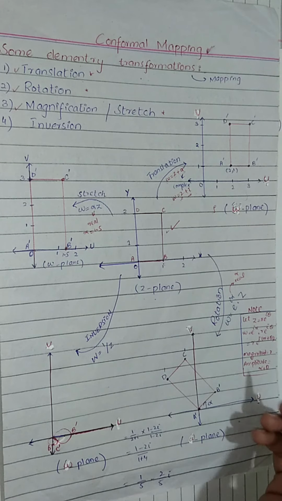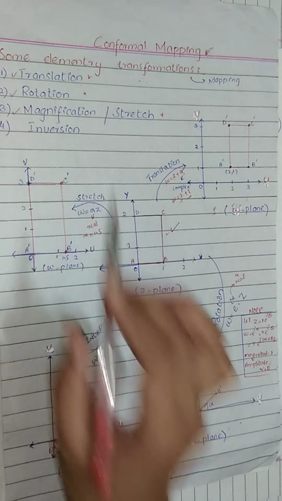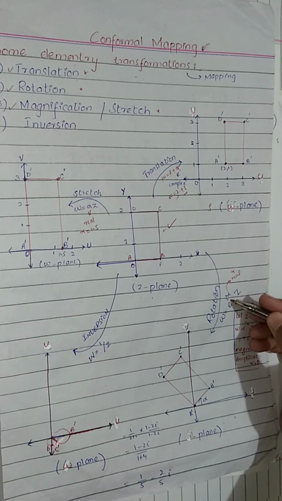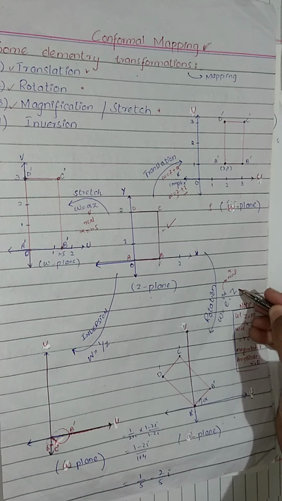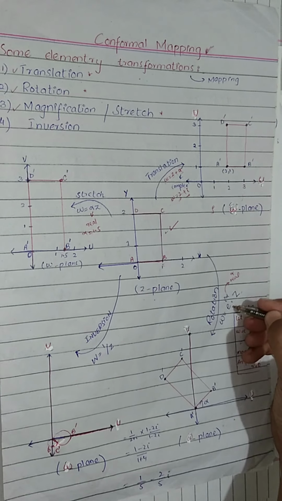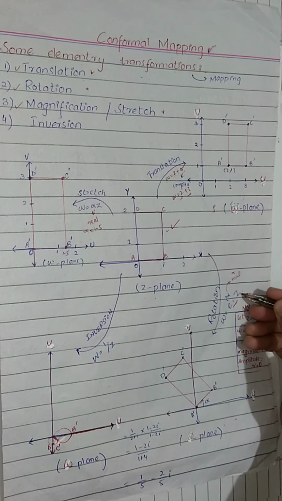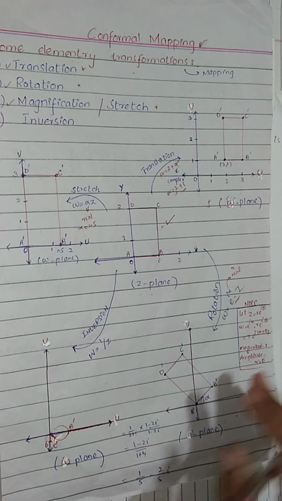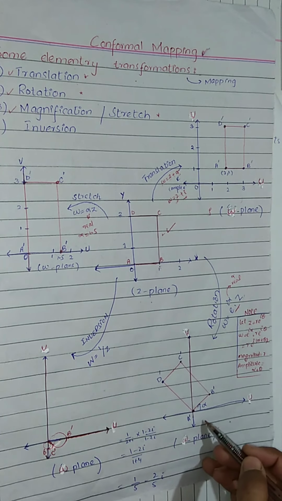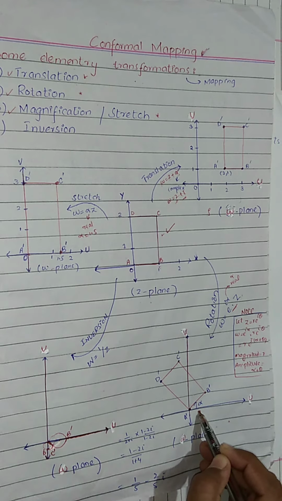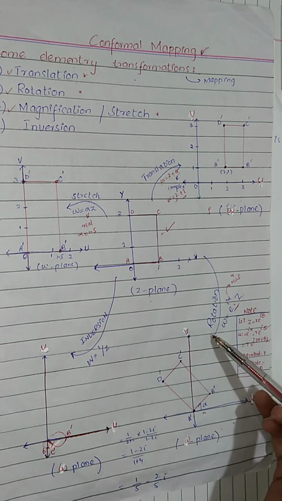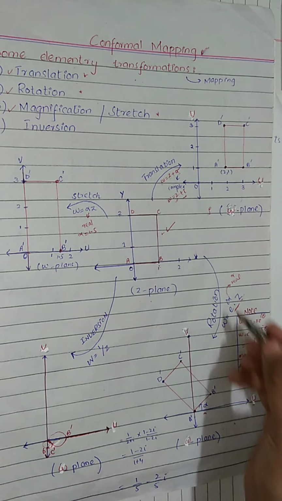Next, we will discuss rotation transformation. For rotation transformation, our condition is W is equal to e raised to power iota alpha times Z. Our graph will transform according to this condition. Rotation means our graph just rotates at some angle like this. It is anti-clockwise. Points will not change, our Z graph just rotates at this angle.